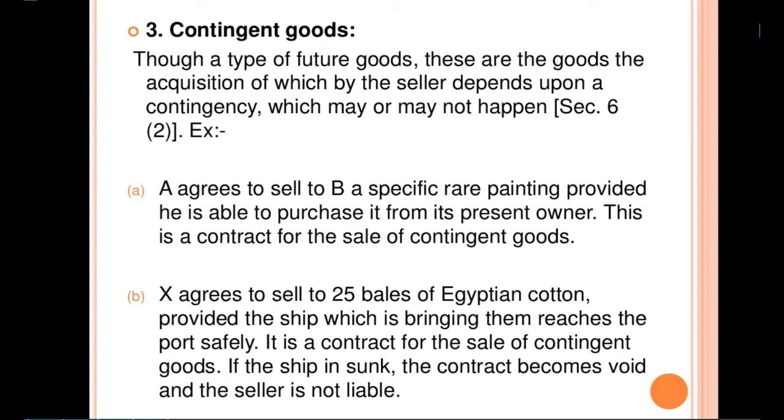Example: A agrees to sell to B a specific rare painting, provided he is able to purchase it from its owner. This is a contract of sale of contingent goods.